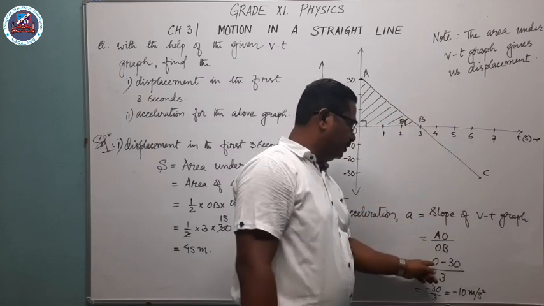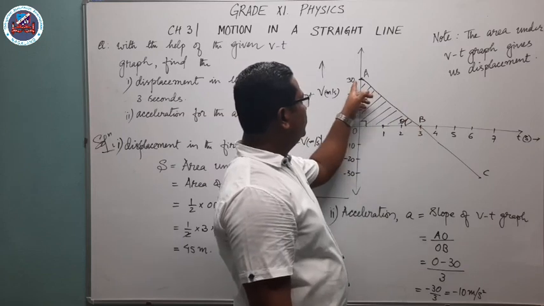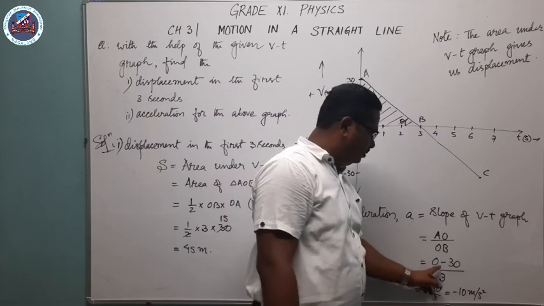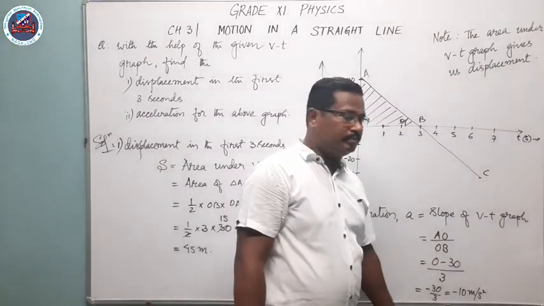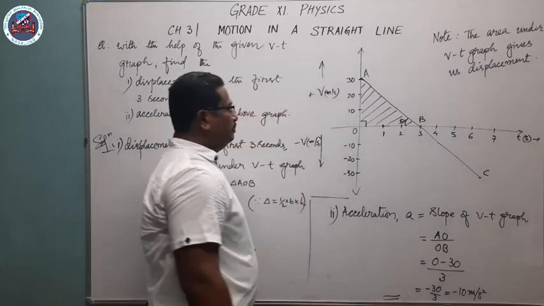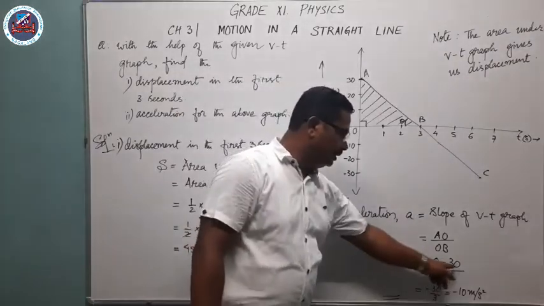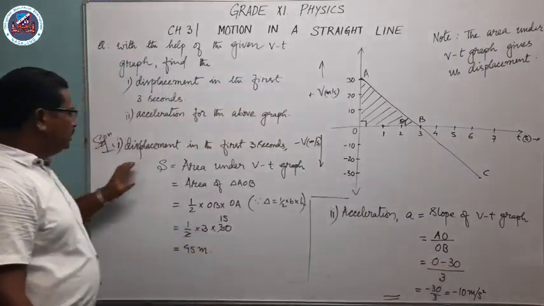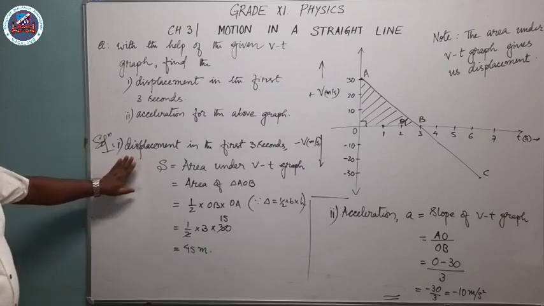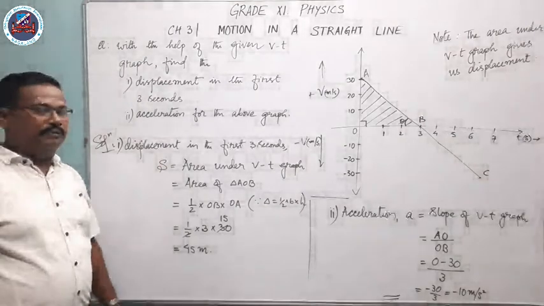You will take it as 30 minus 0. But here it's coming down, so the final velocity is 0 and the initial velocity is 30, so I'm taking 0 minus 30. Likewise, you can find the acceleration, and you have to have presence of mind whether it's negative or positive acceleration. Depending upon that, you have to select it. So these are the two things you have to know: slope gives us acceleration, and area gives us displacement in a velocity time graph.